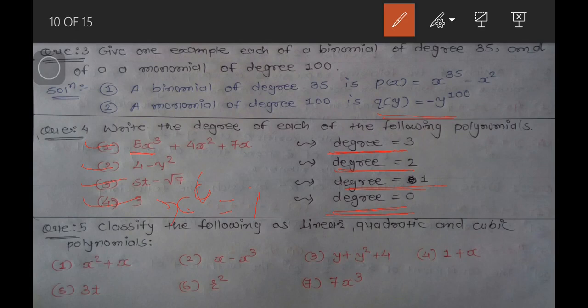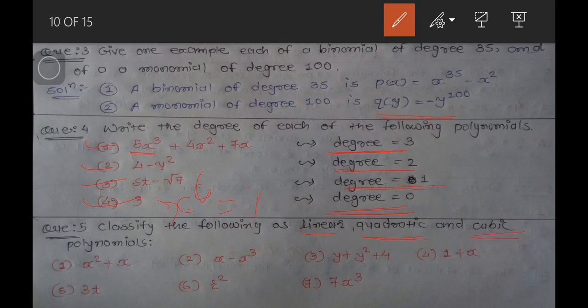Now last, question number 5. Classify the following as linear, quadratic, and cubic polynomials. We know that if a polynomial has degree 1, then it is called linear polynomial, if it has degree 2, then it is called quadratic polynomial, and if it has degree 3, then we can say that the given example is cubic polynomial.